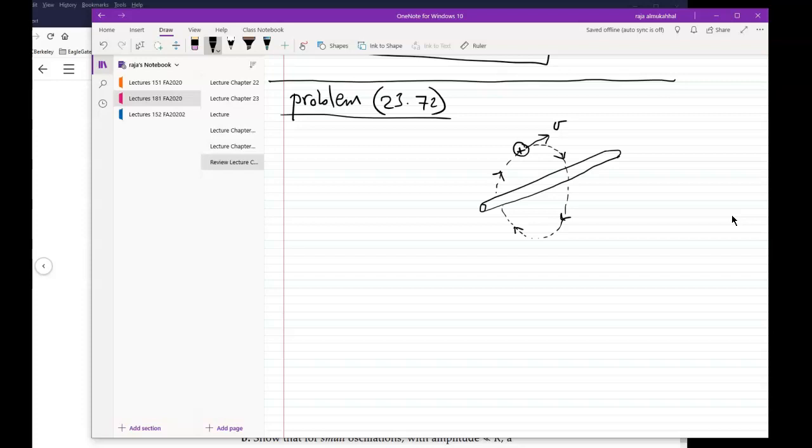Now he's asking for what is the lambda. So now we said that the frequency is 10 to the 6 hertz, all right, revolutions per second, excuse me.